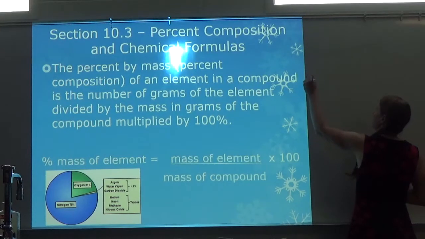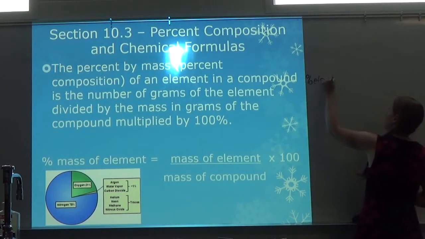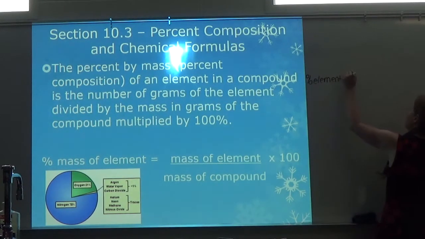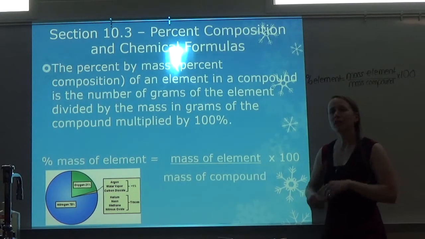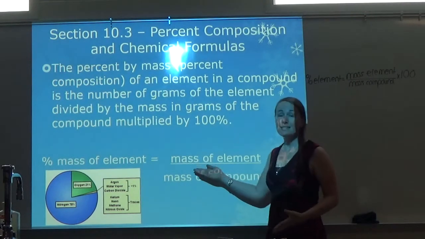So the percent of the element is the mass of the element over the mass of the whole compound times 100. Okay, so we're just trying to figure out what part of the compound is a specific element.